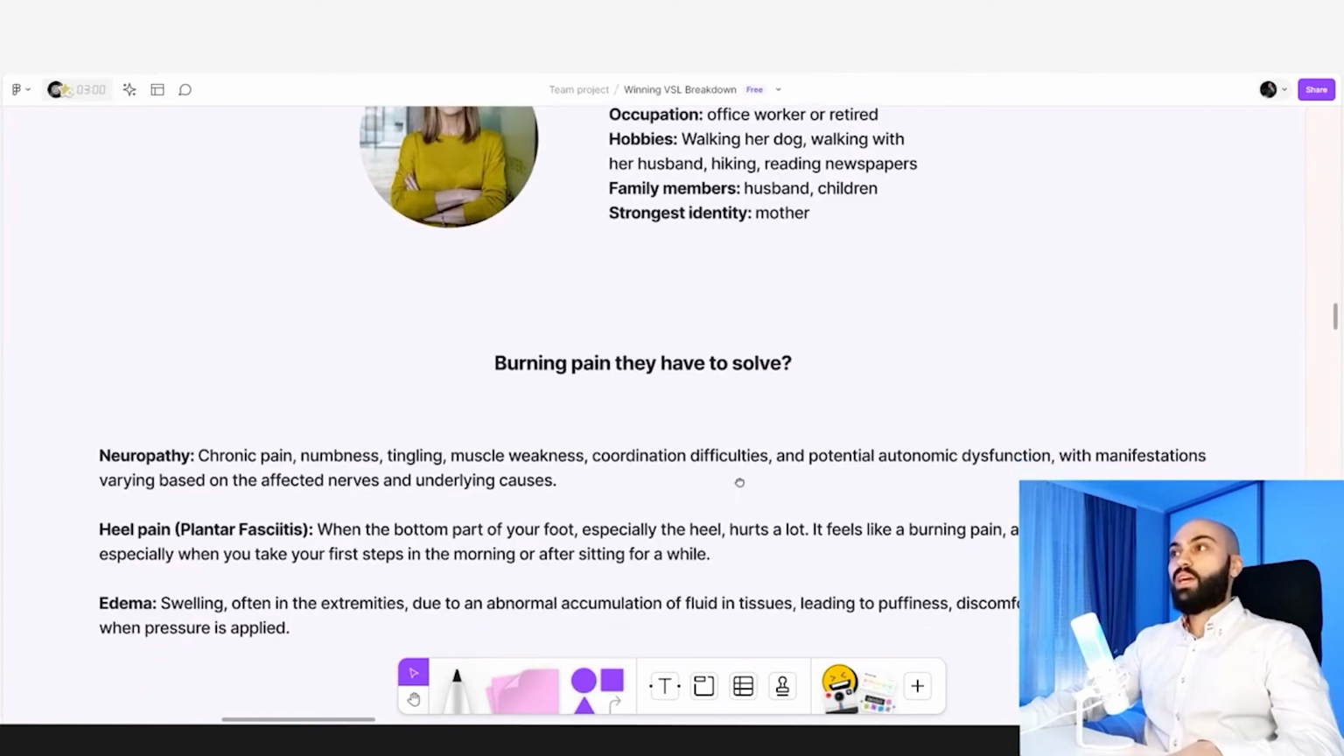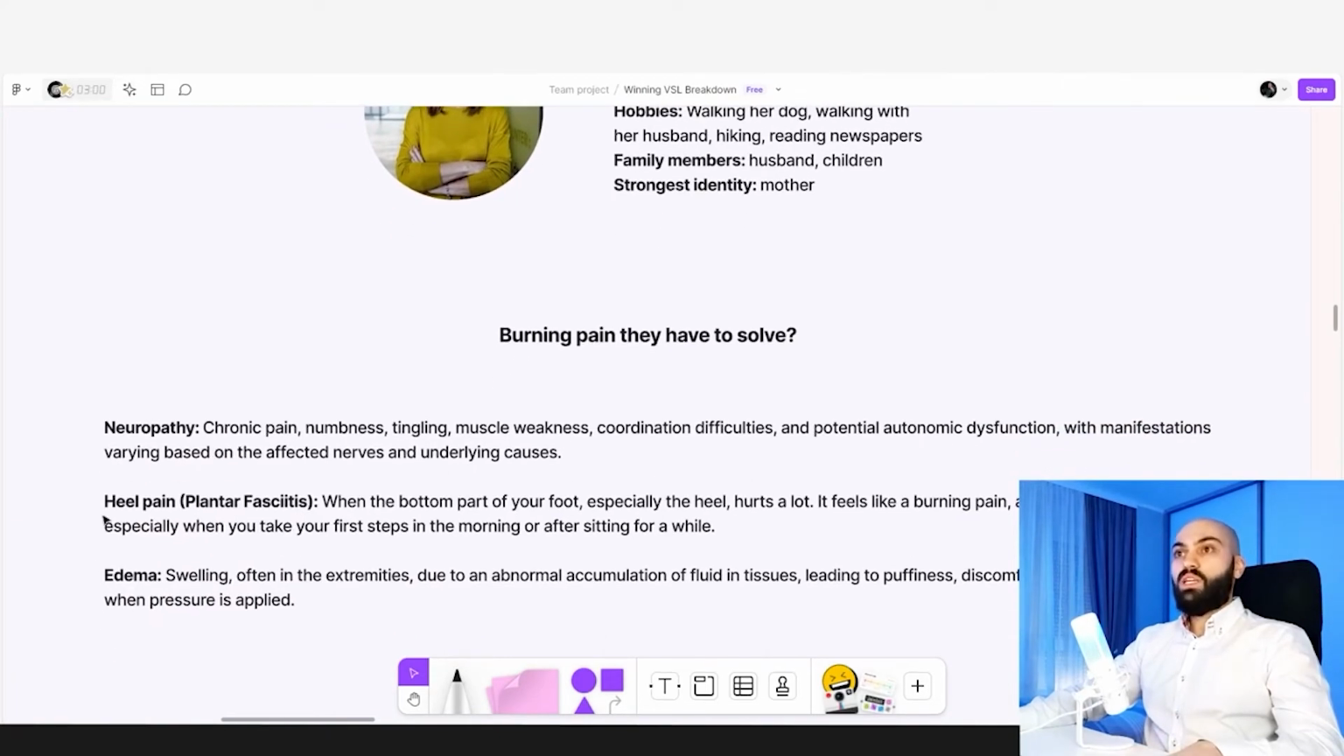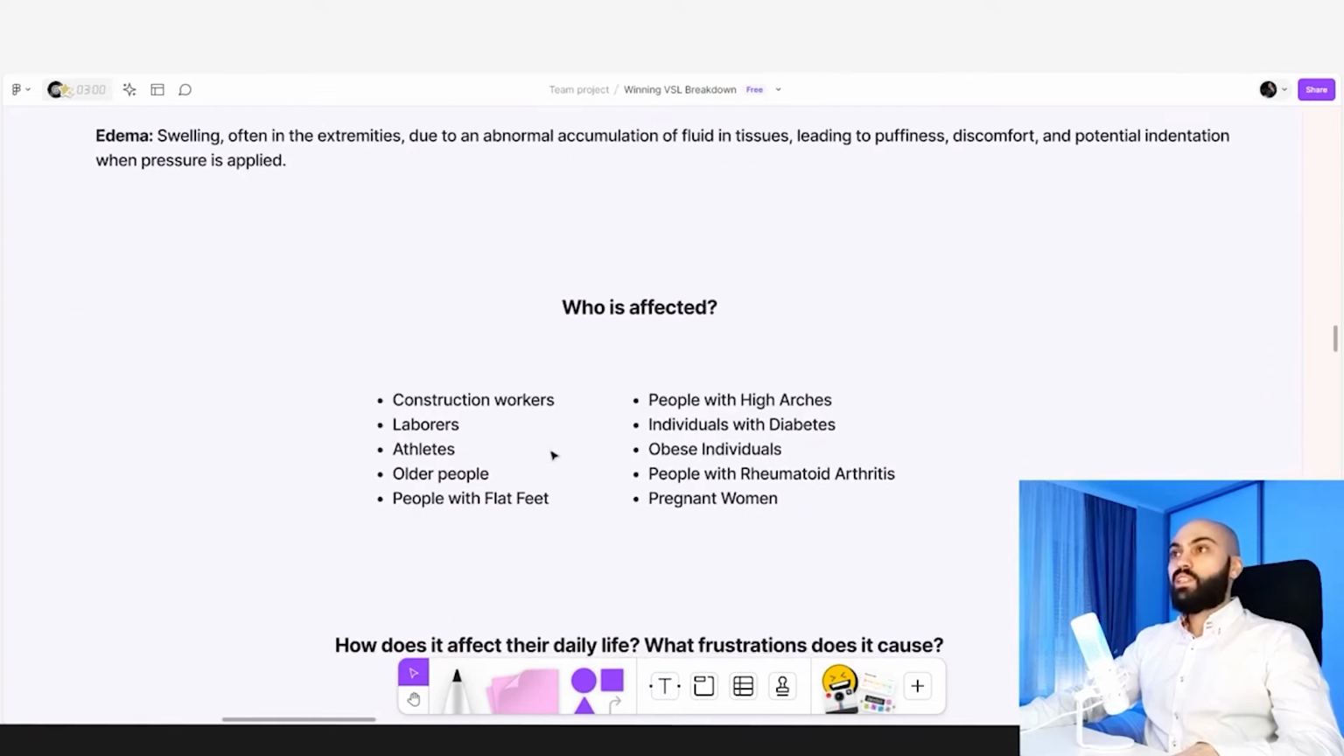What pain do they have to solve? Neuropathy, heel pain, or edema? Who is affected? Construction workers, laborers, athletes, older people, people with flat feet, etc.